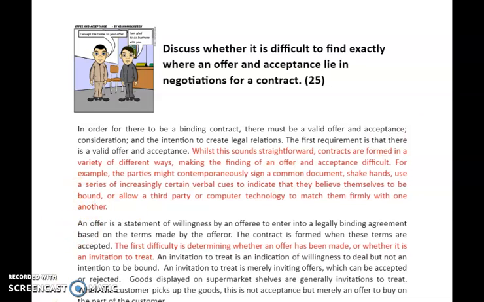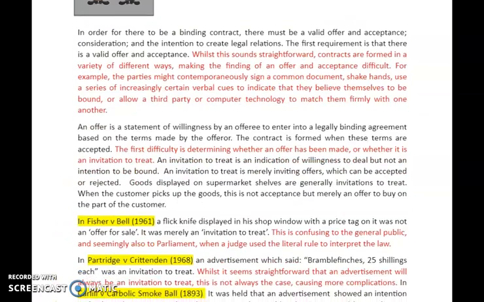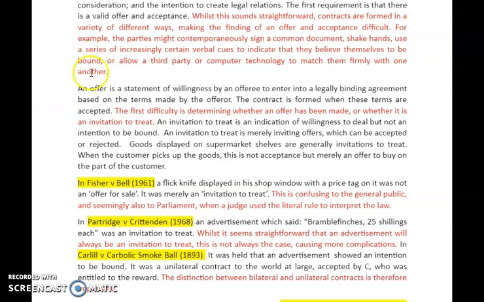And then in the next paragraph, you can see that there's a definition of what an offer is. So starting with an offer, that's logical to start there. It's a statement of willingness by an offeree to enter into a legally binding agreement, based on the terms made by the offeror. And the contract's going to be formed when the terms are accepted. And again, there's some evaluation in red here. The difficulty is determining whether an offer's actually been made.